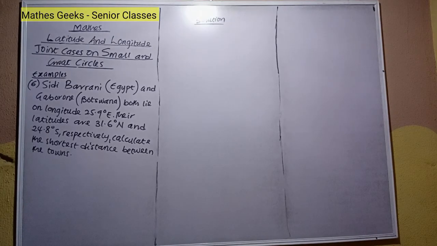Number 6. Sidi Barani, Egypt, and Gaborone, Botswana, both lie on longitude 25.9 degrees east. Their latitudes are 31.6 degrees north and 24.8 degrees south, respectively. Calculate the shortest distance between the towns.